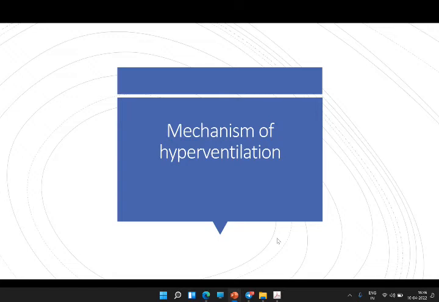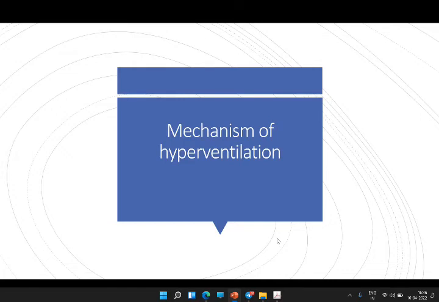Also the sensitivity of carotid bodies to hypoxia increases. But some people are born at high altitudes, and such people do not have this increased ventilatory response to hypoxia. So this is how the mechanism of hyperventilation occurs. Also there are other acute changes; this hyperventilation is basically an acute change.